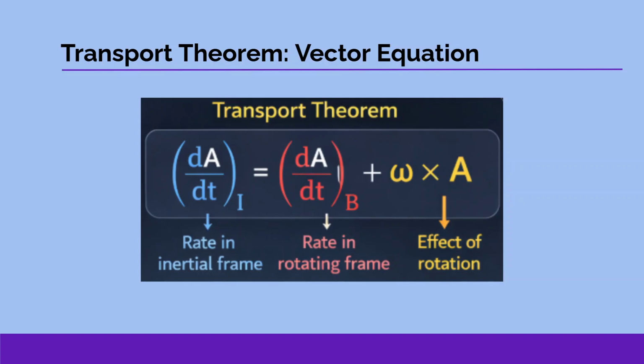So dA/dt underscore B denotes the time derivative of A as seen in the rotating frame, and omega is the angular velocity of the rotating frame.